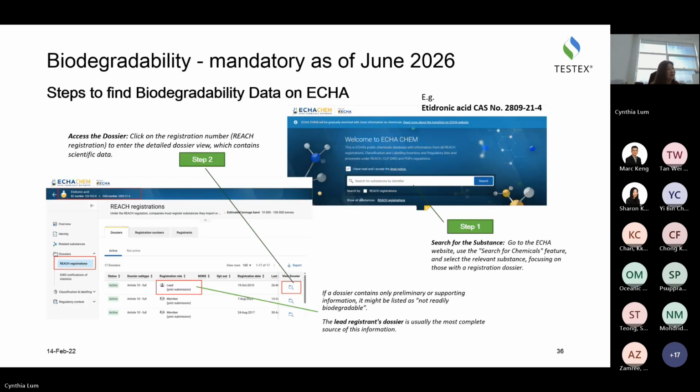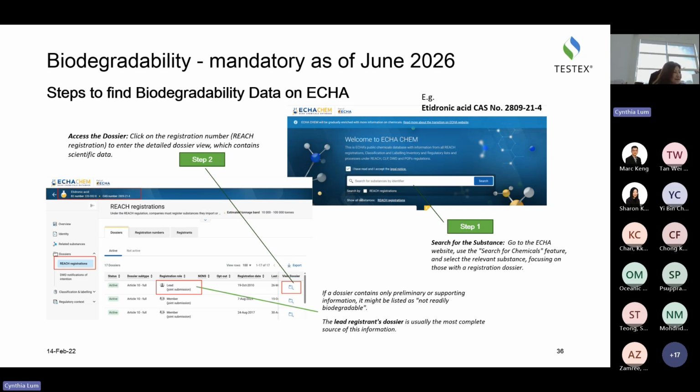So I would like to talk a little bit about how you can locate the biodegradability of an ingredient that you're using on the OEKO website. If you go to OEKO, you would be able to come to this platform. We're going to use this example, arachidonic acid, where we want to check whether it is biodegradable.